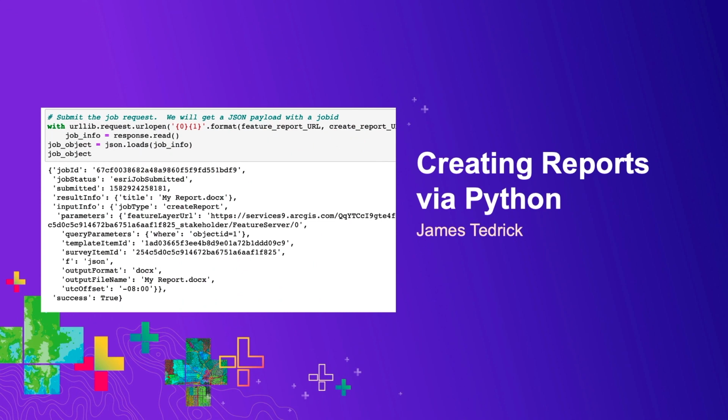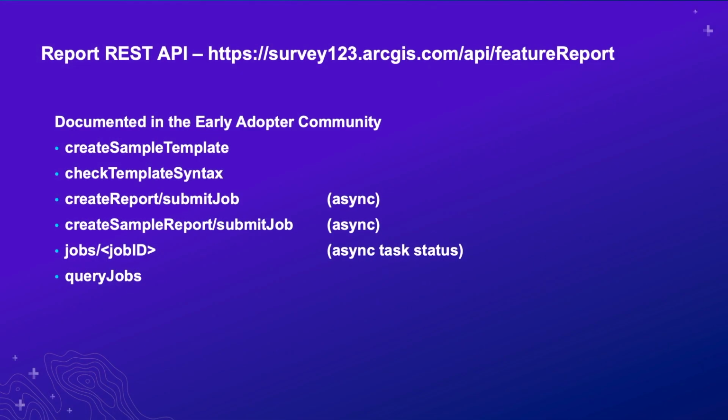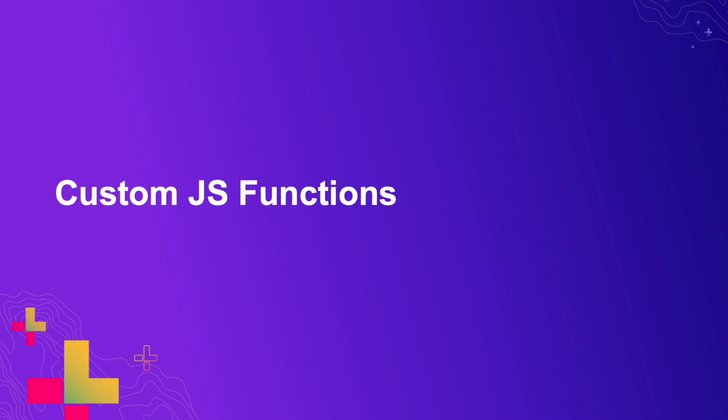So, you've seen how easy it is to create a report document using the ArcGIS API for Python. I also want to point out that the resources that the API for Python use are REST resources that can also be used in your own scripts. Documentation for this is currently in our early adopter community. We plan on making this available in the future on our public documentation site. Let's now move on to creating custom JavaScript functions.